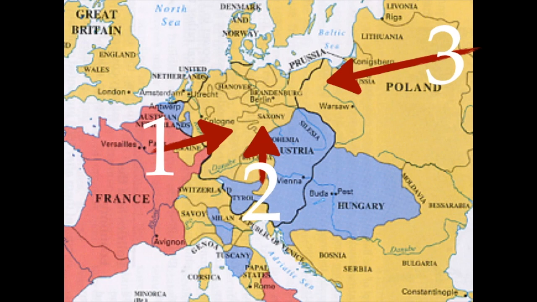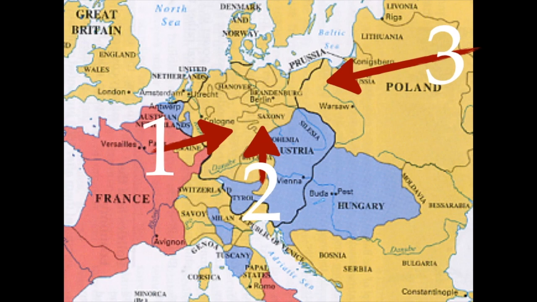Now, here's how you can understand the Seven Years' War geographically. This is a map that I made, and you'll notice that I numbered 1, 2, and 3. So here's what you're looking at here. Frederick the Great is not going to wait for armies to come to him. He is going to go and attack armies.